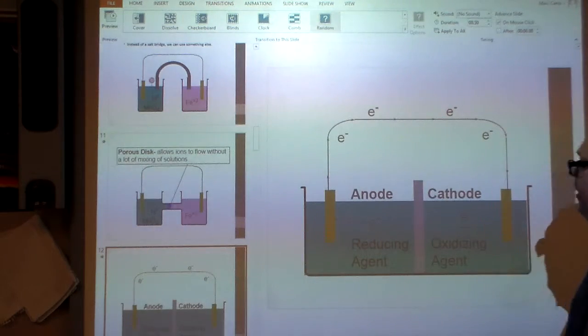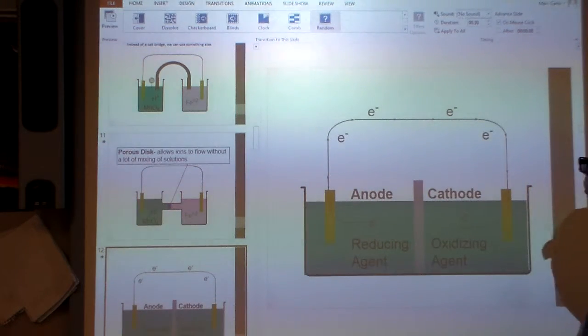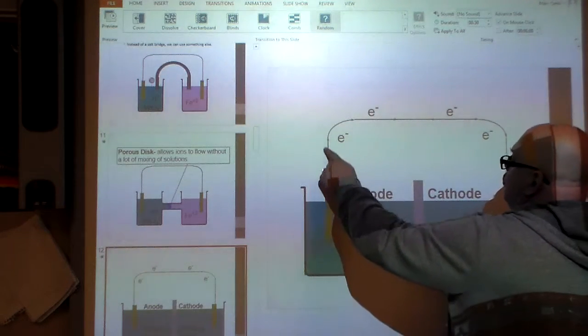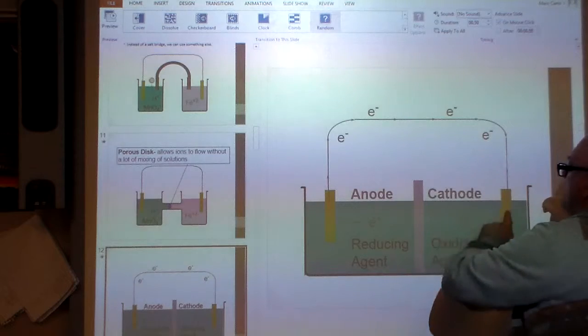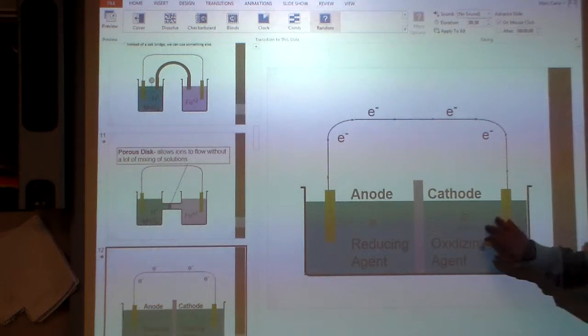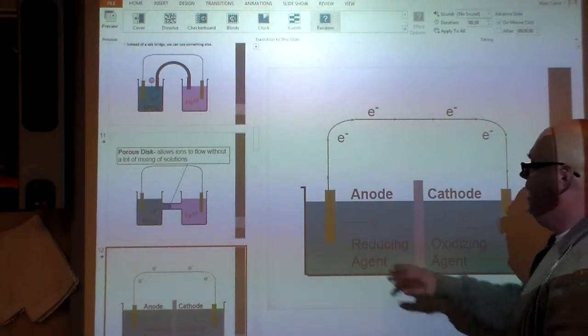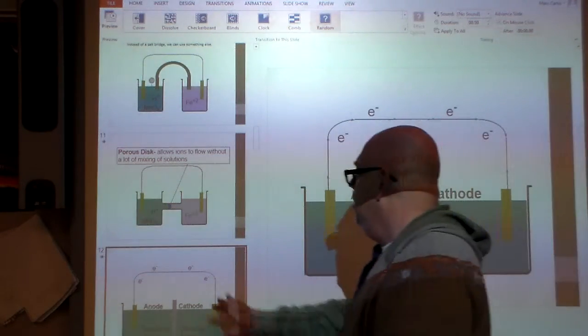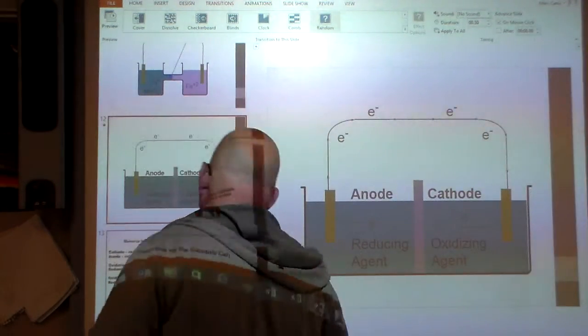And then here, how does that work? Well, here's your anode, and here's your electron going through the wire, and it's going into the cathode, and then it's going back through the oxidizing agent and our reducing agent. So there's kind of a circle that goes on here, and that kind of helps.